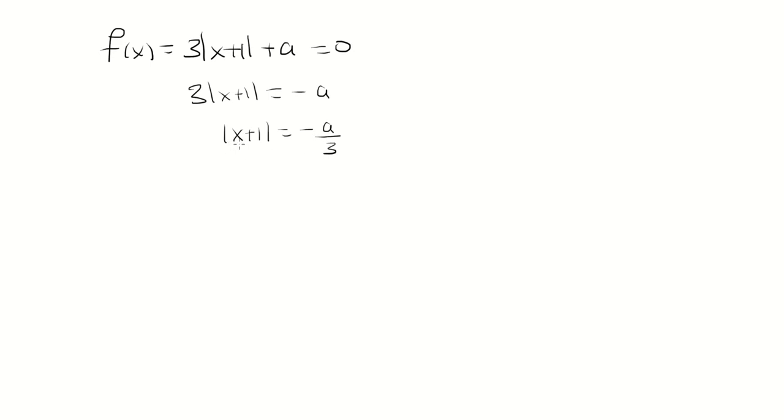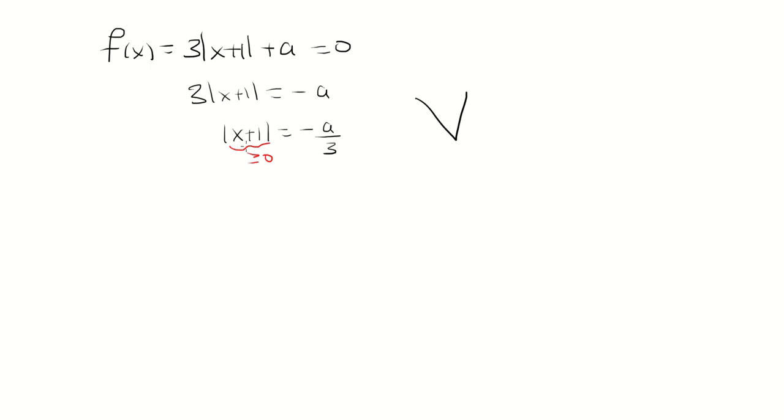Now the absolute value we know looks like a V. We want to see when there are no x-intercepts. Well, we know that this is always going to be greater than or equal to 0. And the negative a over 3 depends, it's going to be positive or negative depending on a. So you want this to have no solution.